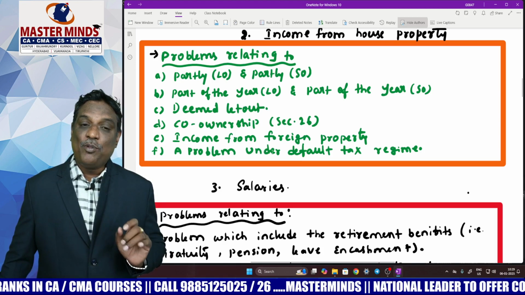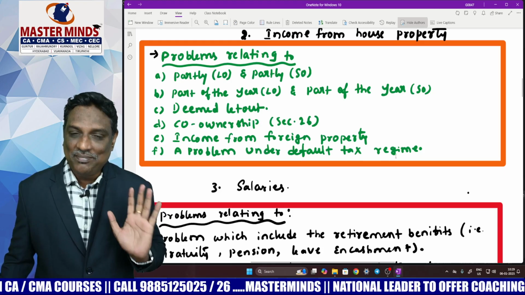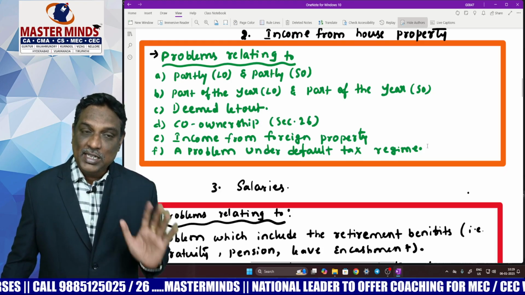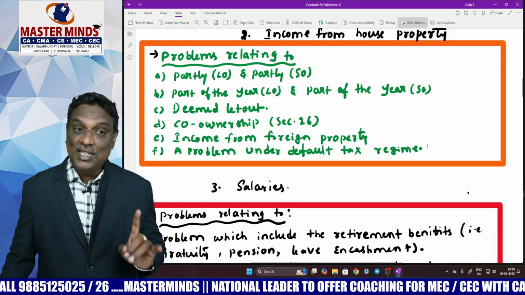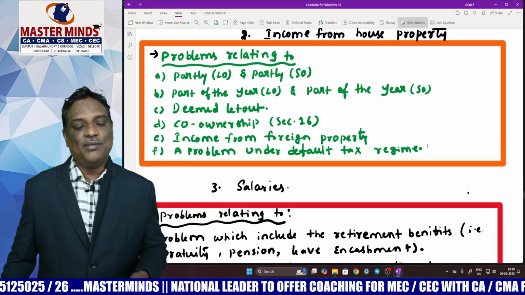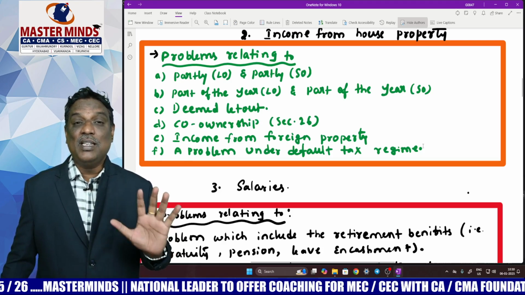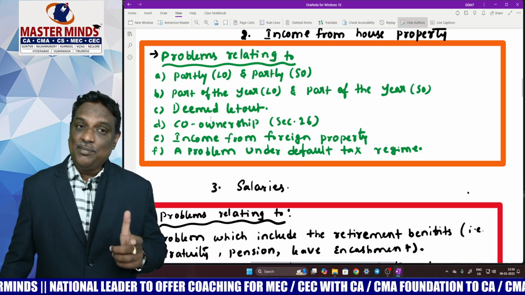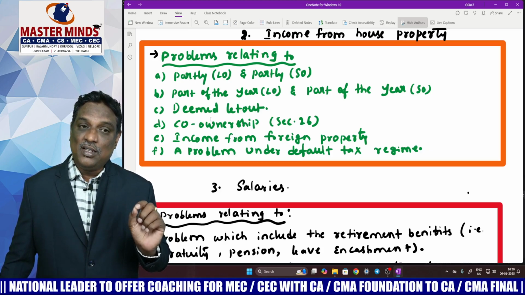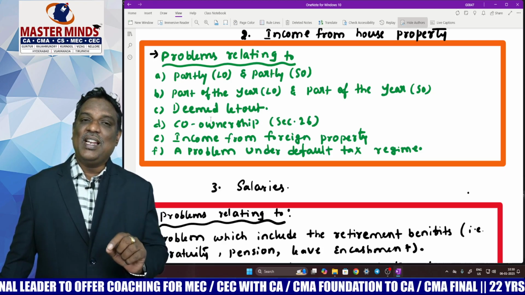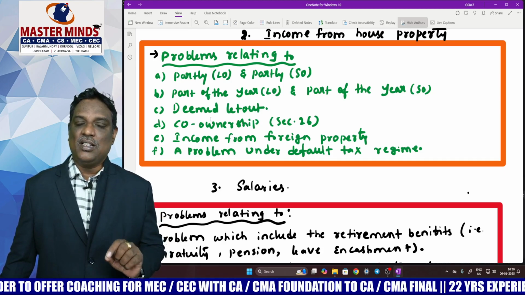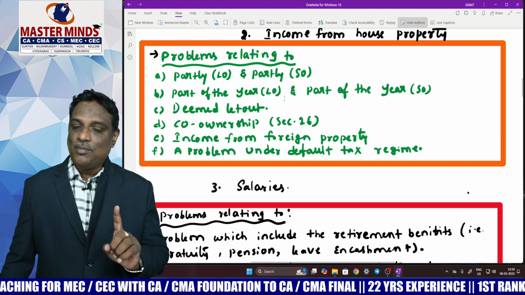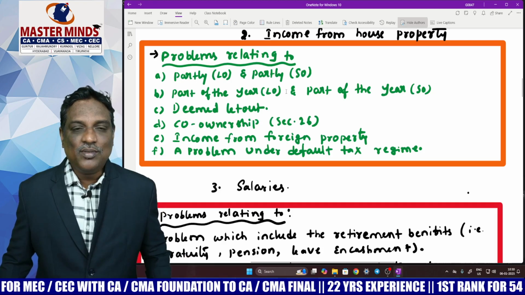And the next one is a problem under the default tax regime, at least one problem relating to the default tax regime under the house property head. My dear students, please concentrate and prepare at least one problem for each of these concepts. These are very important concepts in the house property head. Also please verify the concept relating to recovery of unrealized rent and the recovery of arrears of rent. That should also be an important concept, so prepare at least one problem relating to it.